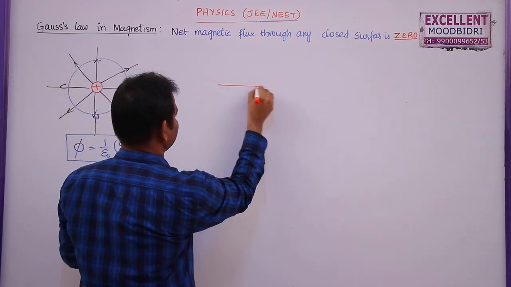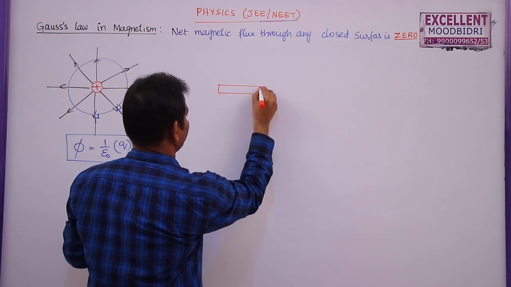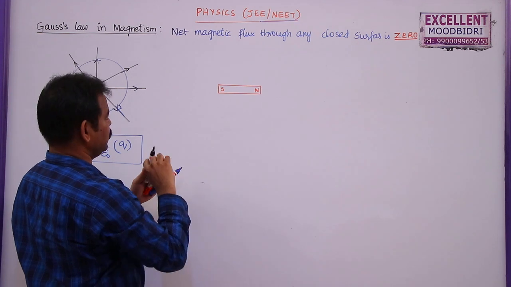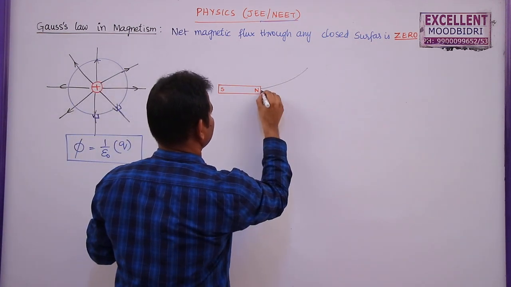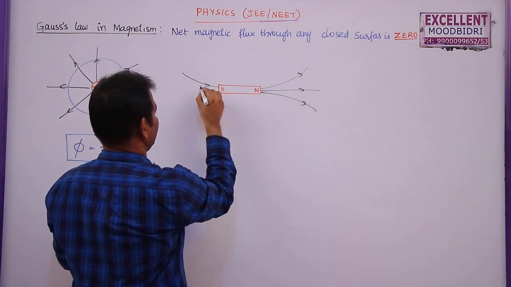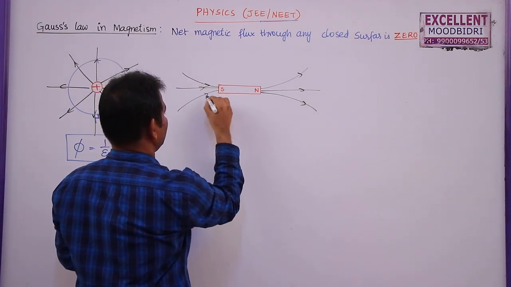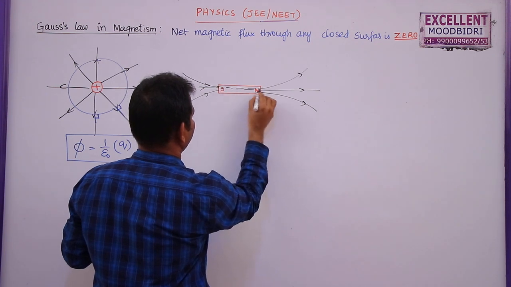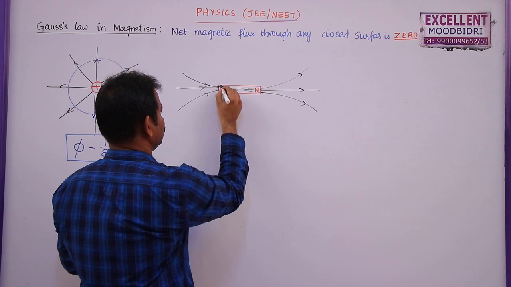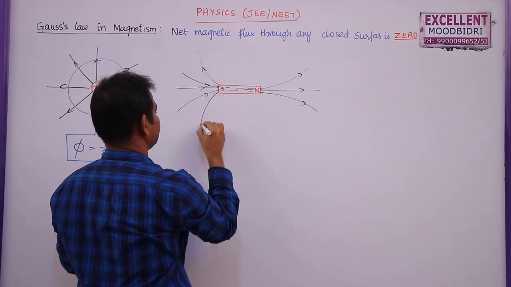But in the case of a magnet, with a south pole and north pole, the field lines are coming out like this, and the lines are entering this surface and passing through the magnet from south to north pole, and from north to south outwards. So these are the field lines in this case.